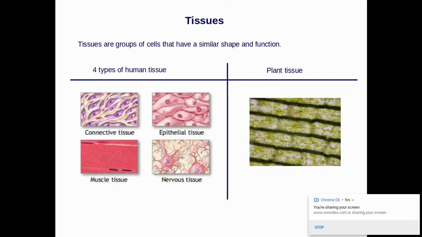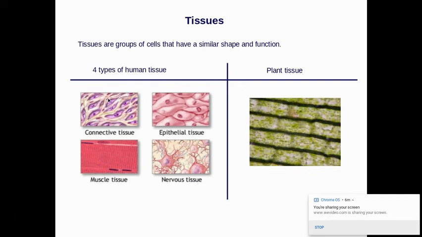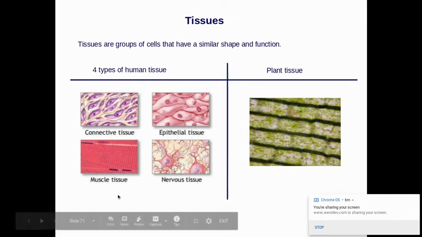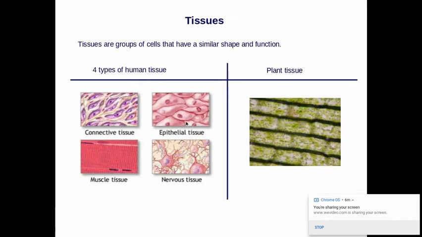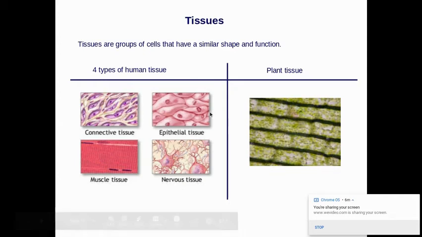Okay, so there's this word tissue. When we're talking about tissue in science class, we are talking about a group of cells that have a similar shape and function, and there's 4 main categories in human tissue. These are some big words that some of you may not have heard of before. So you'll need to know what these 4 categories are: connective, muscle, epithelial, so I'm going to say that word again, epithelial, and nervous tissue. And then plants have plant tissue. We're going to talk about each of these 4 types.